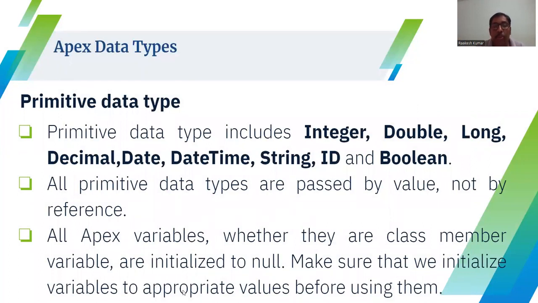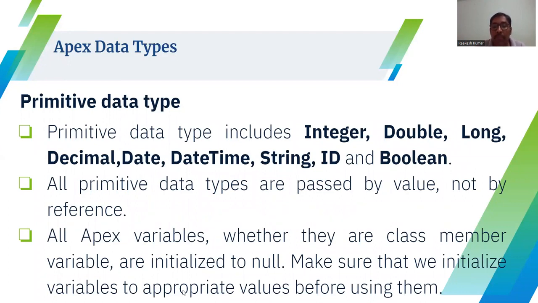Now, primitive data type includes integer, double, long, decimal, date, time, string, ID, and boolean. All primitive data types are passed by value, not by reference. You may have to make a note of this. It is passed by value, but not by reference here.